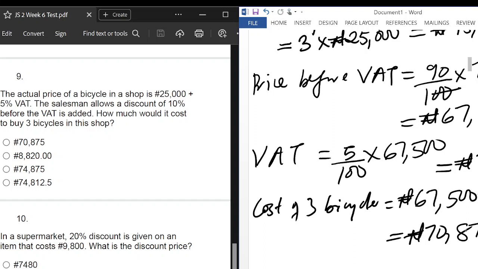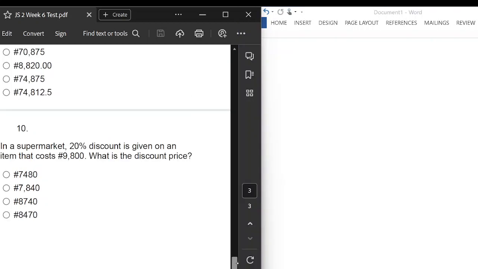So let's move to question number 10, which is the last question. Question number 10. In a supermarket, 20% discount is given on an item that costs 9,800. So what is the discount price? This is a very straightforward question. With a 20% discount, the price the customer will pay will be 80% of the original price.